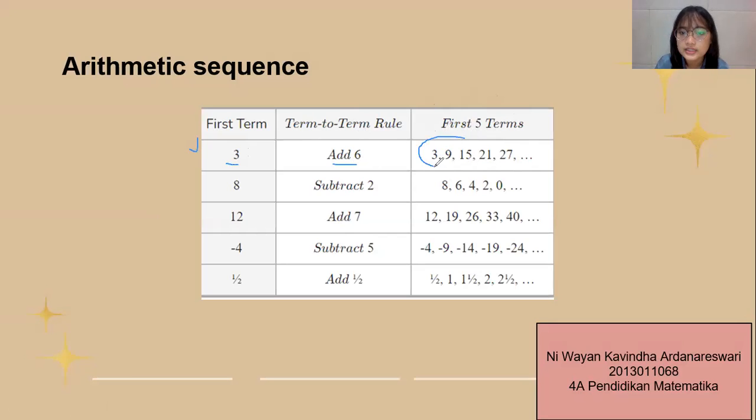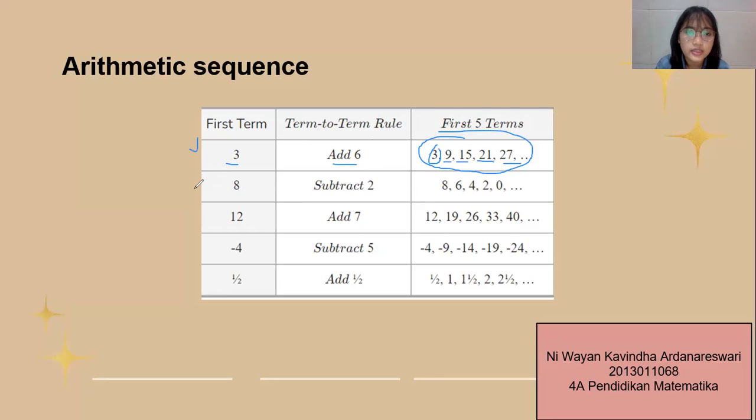So where did we get these 5 terms? First, we look at the first term, which is 3. And the term rule, or what we call the common difference, is add 6. So 3 add 6, we get 9. From 9, we add 6, we get 15. From 15, we add 6, we get 21. And 21, we add 6, we get 27. So by that, the first 5 terms are 3, 9, 15, 21, and 27.